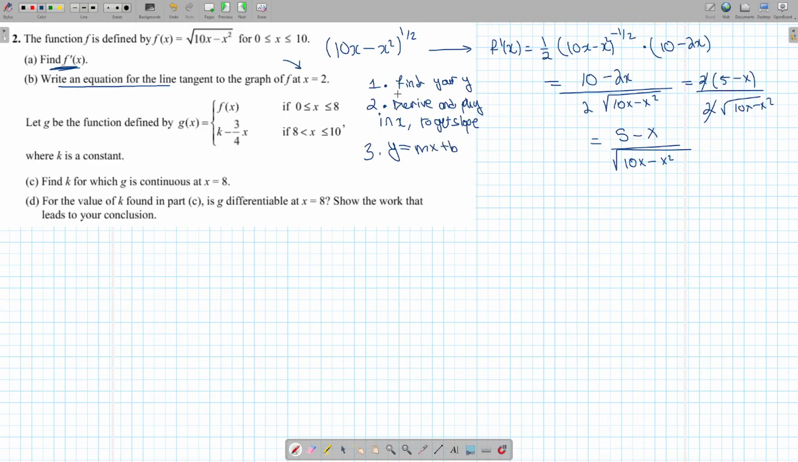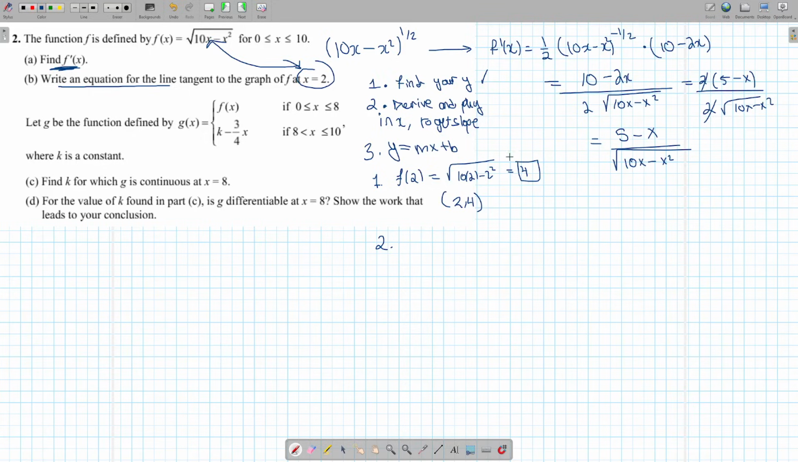So let's do it. Let's find our y. They're saying at x equals 2. To find y, you substitute there. So let's find f of 2. It's radical 10 times 2 minus 2 squared, which is 4. So our point is 2 comma 4. Great, so the first step is done. Derive, we already derived in part A, so we have the expression of the derivative.